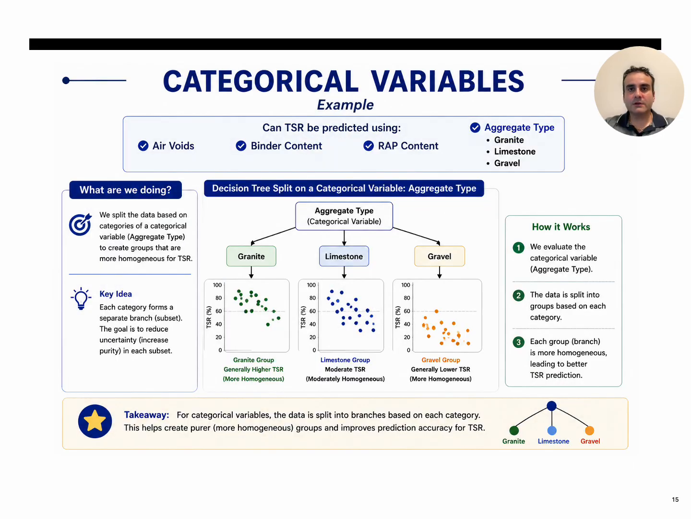Decision trees also work well with categorical variables. The example on this slide uses aggregate type as a categorical feature. Different categories are grouped and evaluated to determine the most effective split. The scatter plot illustrates how the data can be partitioned according to categorical groupings. This flexibility is one reason decision trees are widely used in engineering datasets that contain both numerical and categorical information.